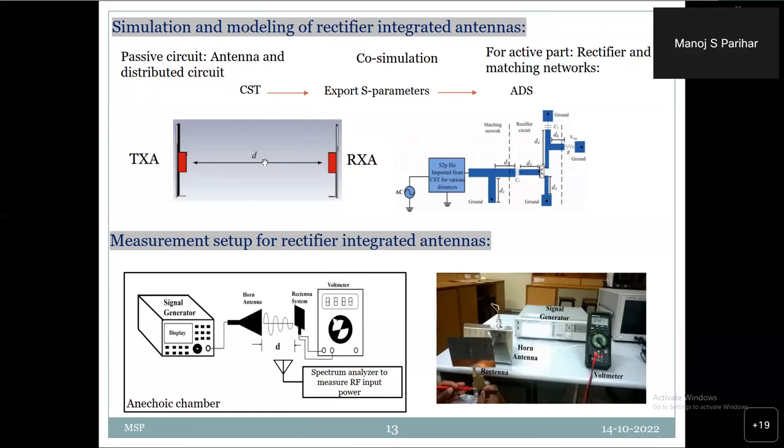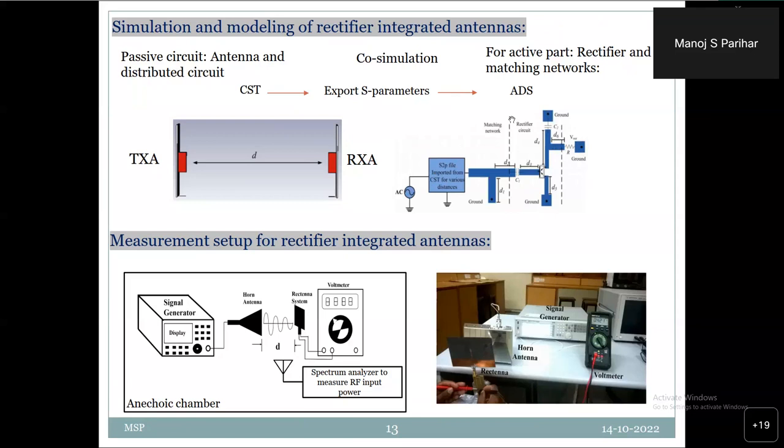Then you can generate the S parameters and import them into your circuit simulator like ADS or Microwave Office. You can use your S parameter file from CST. Then you incorporate your active portion, like your rectifier circuits or all lumped components. Then you can have control over your RF input. By varying your RF, you can see the available DC signal from your rectifier circuits.